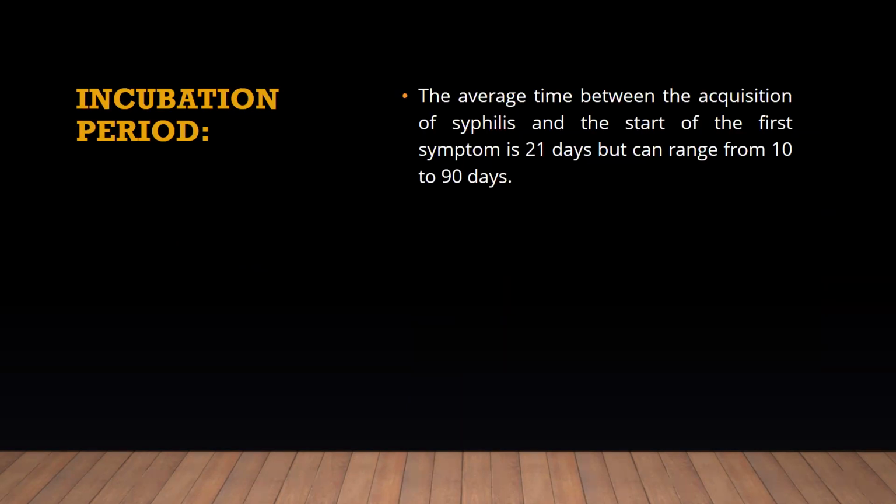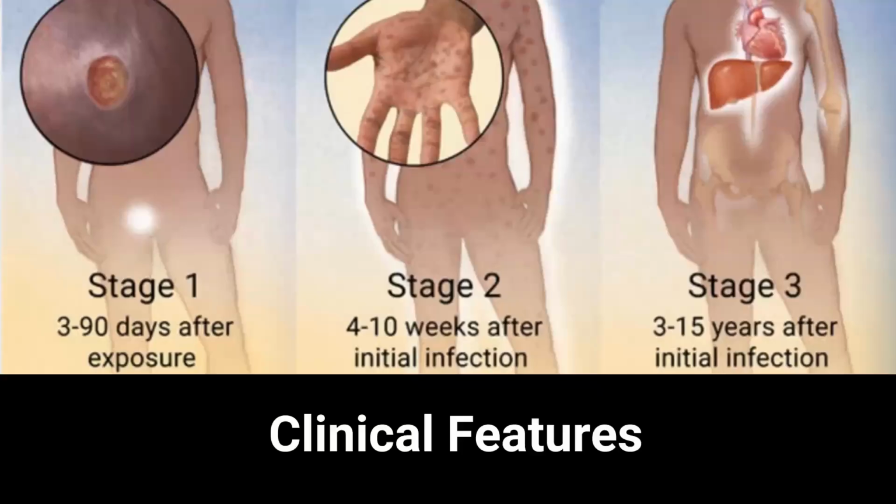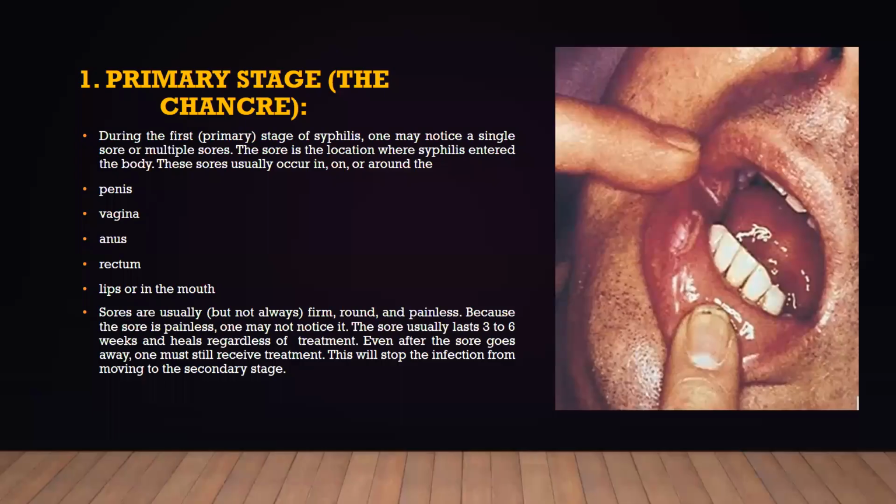Incubation period: the average time between the acquisition of syphilis and the start of the first symptom is 21 days, but can range from 10 to 90 days. Clinical features: number 1, primary stage, the chancre.